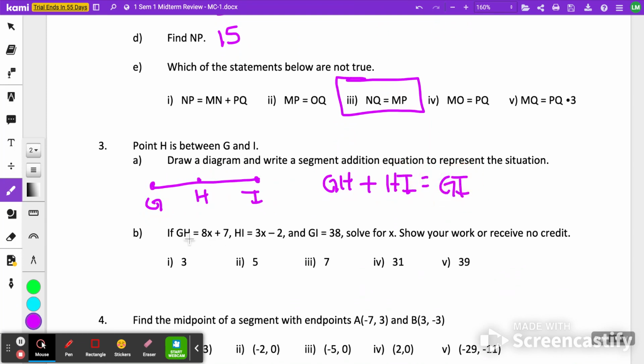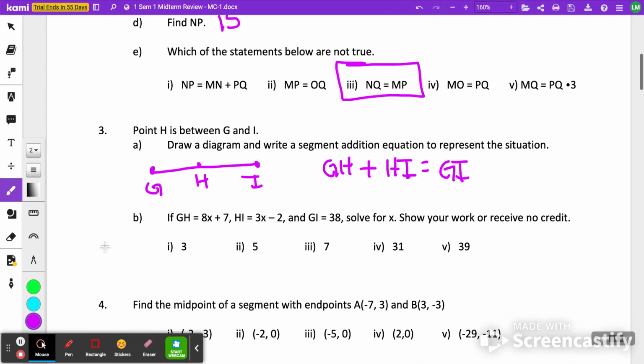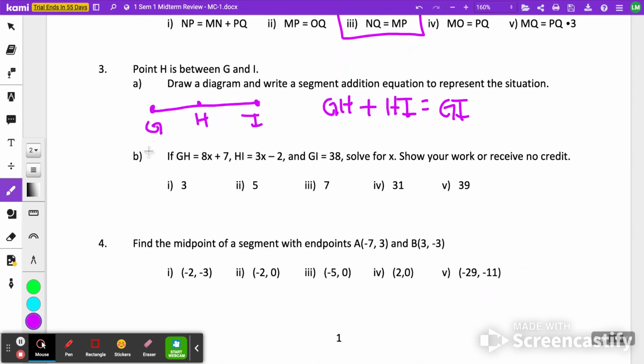Okay. Now, if GH is equal to 8x plus 7, and HI is equal to 3x minus 2, and GI is in total 38, solve for x. So what we would want to do is write an equation. So GH would be 8x plus 7. HI is 3x minus 2, so plus 3x minus 2 is equal to 38. Receive credit by showing your work. 8x and 3x is 11x. 7 minus 2 is 5 equals 38.